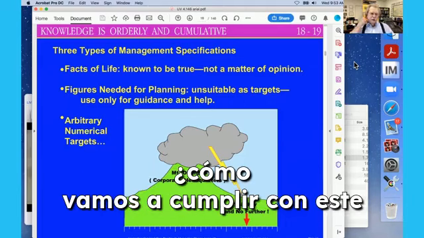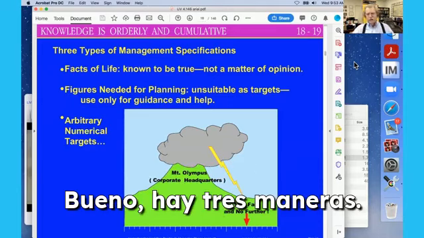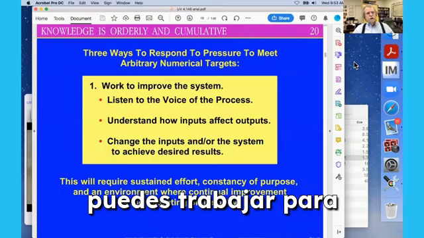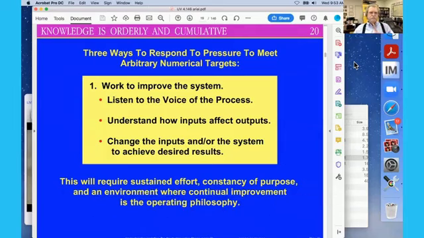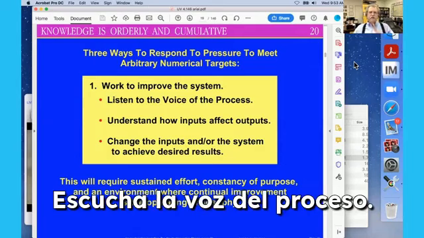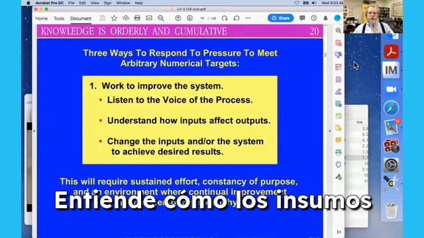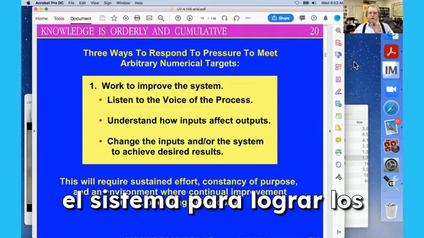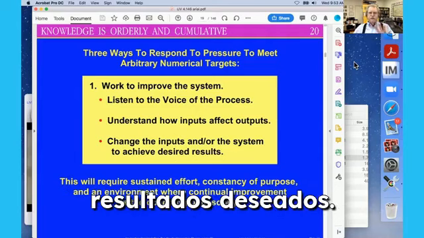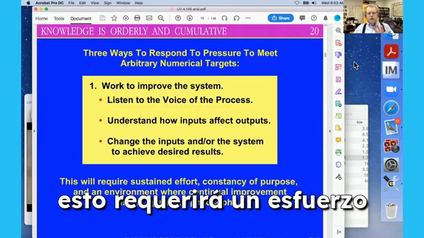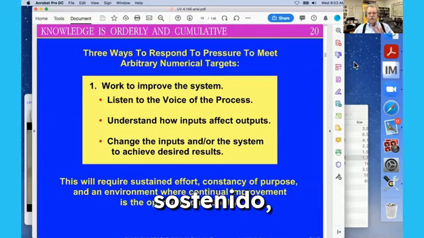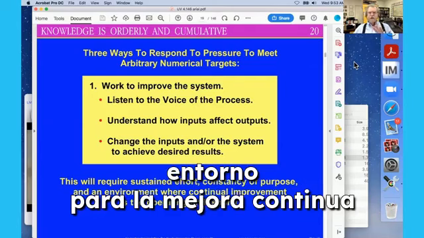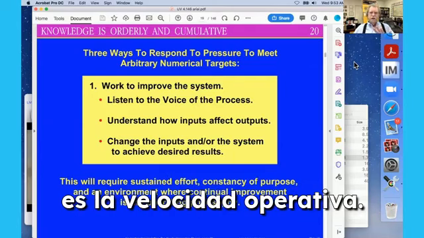So how are we going to meet this arbitrary numerical target? Well, there are three ways. You can work to improve the system. Listen to the voice of the process. Understand how the inputs affect the outcomes. Change the inputs or change the system to achieve the desired results. Unfortunately, this will require sustained effort, constancy of purpose, and an environment where continual improvement is the operating philosophy.